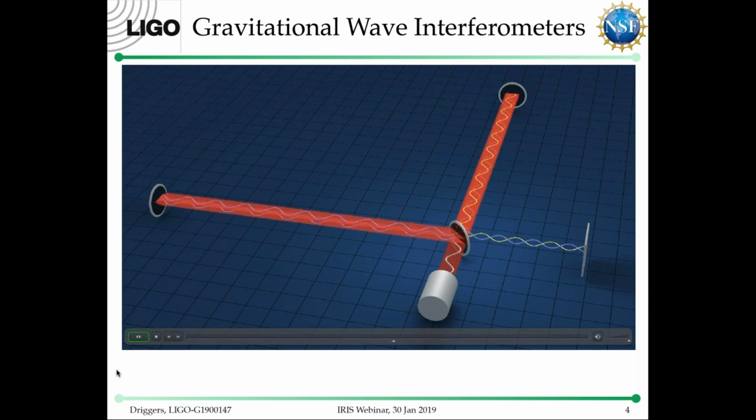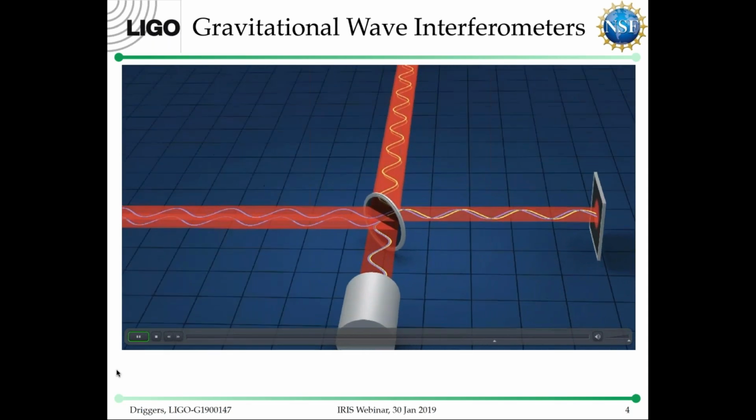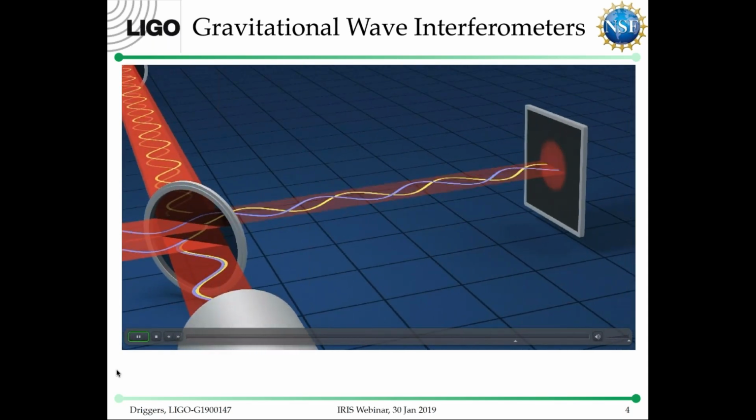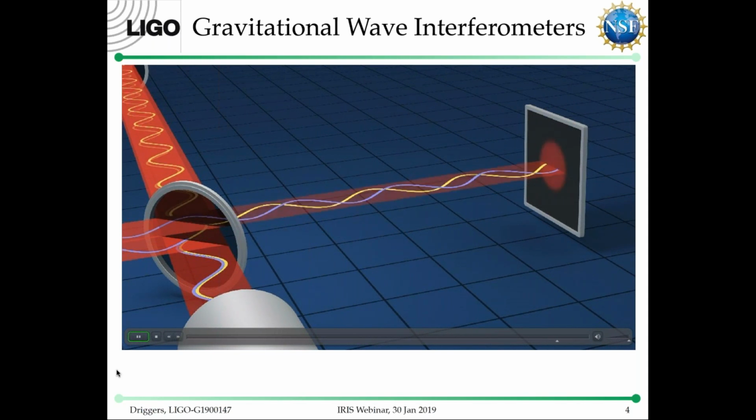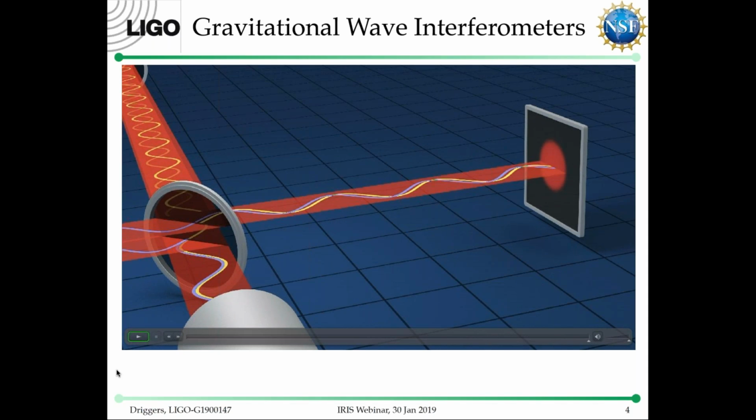And the recombined light will either constructively or destructively add to give us a light spot or a dark spot on the photodetector here on the right side of the screen. So as the end mirrors are moving relative to the central beam splitter, we're getting a bright, dark pattern on the photodetector. This means that the amount of light on the photodetector is informing us about how the end mirrors are moving or how the distance between the beam splitter and the end mirror is changing.